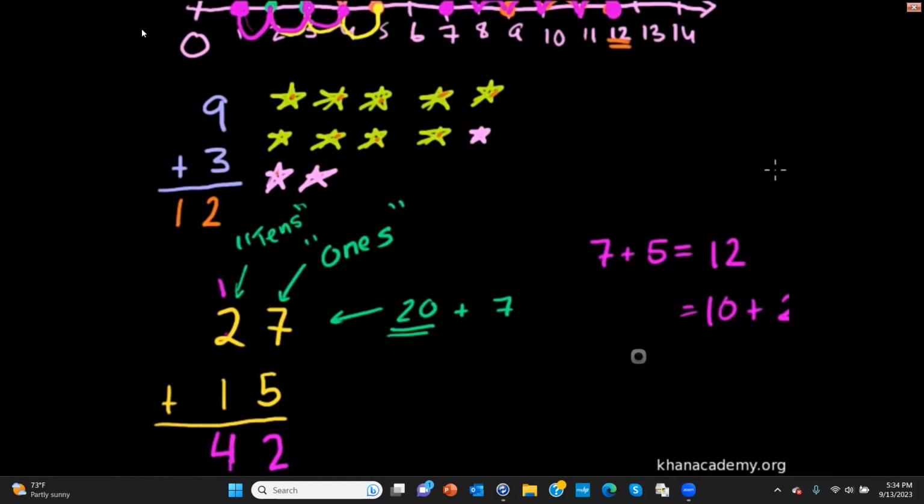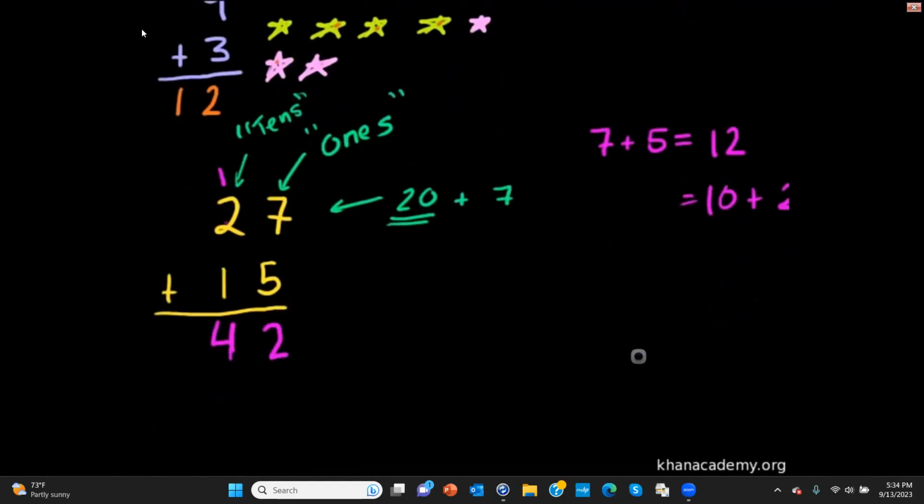And this was pretty neat, right? Because we didn't have to draw a number line all the way to 42, and we didn't have to draw 42 objects. Just by knowing what 7 plus 5 was, and by knowing what 1 plus 2 plus 1 was, we were able to figure out that 27 plus 15 is 42.